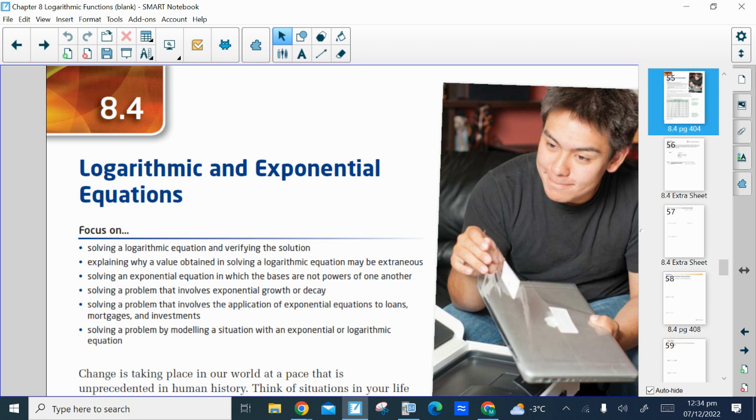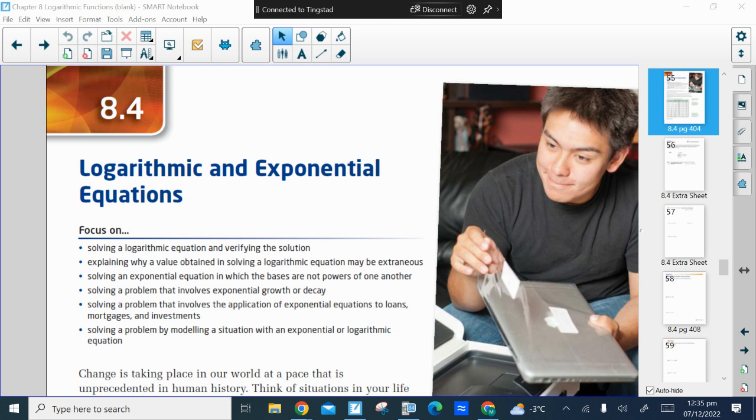We're going to see that in some cases you're going to get answers that are extraneous, meaning that when you check them, they don't work. And often that'll be tied to what the domain is. We looked at before at restrictions on logarithmic expressions because you cannot take the log of 0 or a negative number. So we'll look at solving exponential equations in which the bases are not powers of one another. We'll look at problems involving growth and decay, as well as looking at applications tied to loans, mortgages, investments, etc.